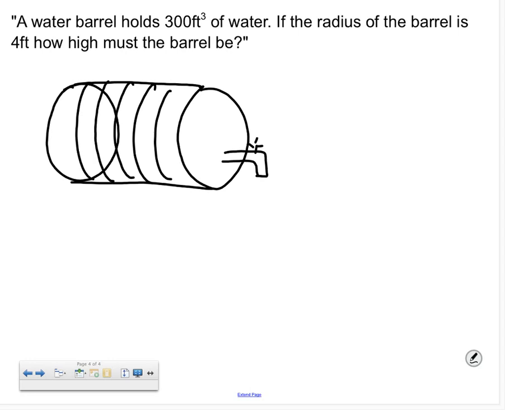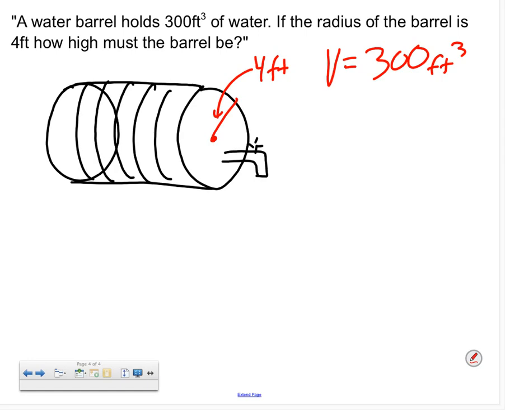So it says the radius is 4 feet. So I'm going to go ahead and draw that in so I don't forget that. So my radius from center to edge, and again, you can go from center to any edge, I'll go up here. My radius is 4 feet. And I know that my volume, so I'll put V here, my volume is 300 cubic feet.